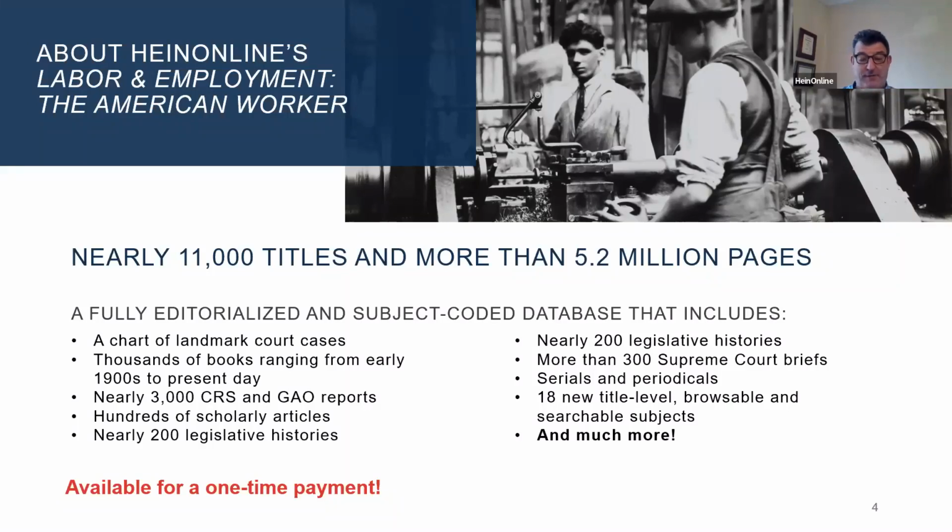If you subscribe to HeinOnline, you know that we have over 19,000 monographs and treatises. So too in this particular add-on, labor and employment, we have a lot of full text, fully searchable monographs and treatises. Nearly 3,000 Congressional Research Service materials and GAO reports, because we have them in all our different subject-oriented collections. Hundreds of scholarly articles, which we have put together for you.